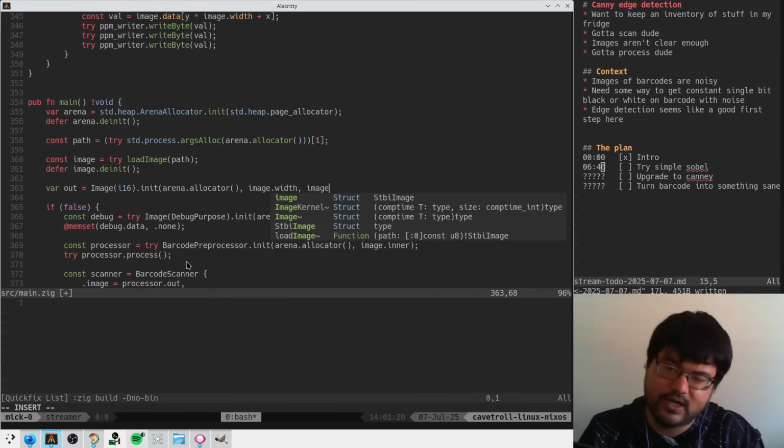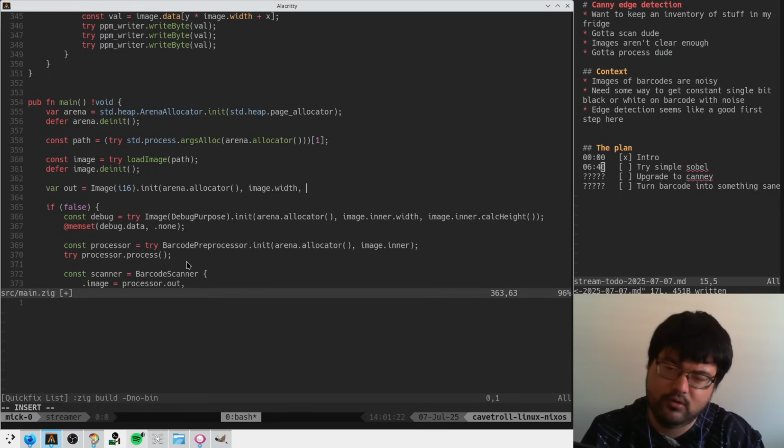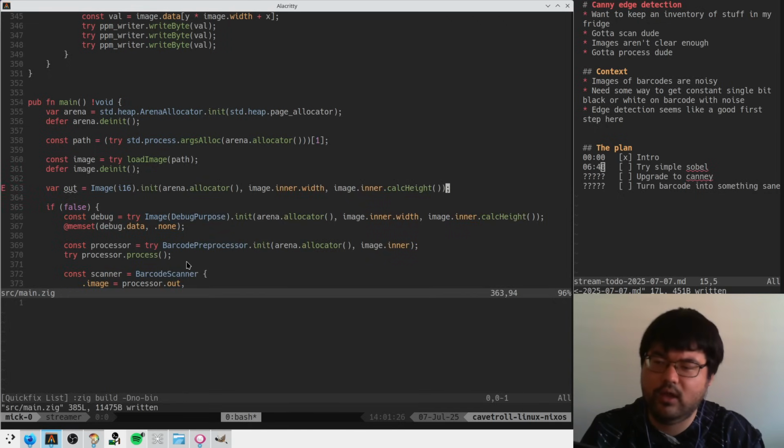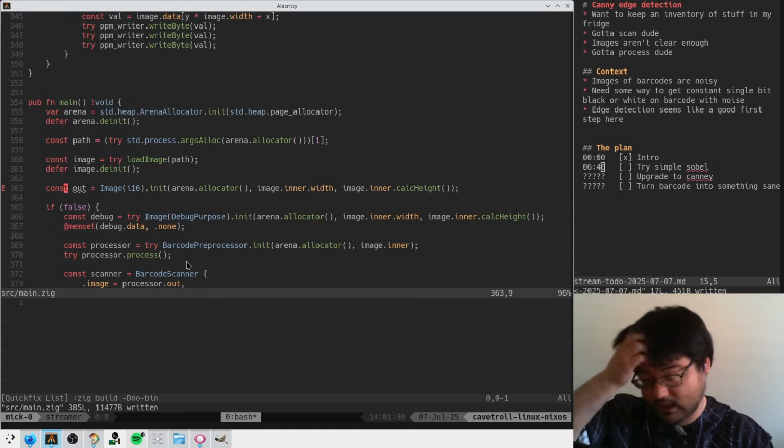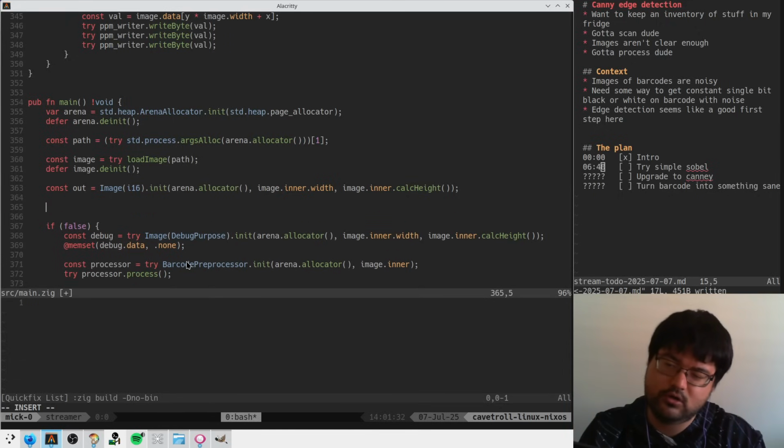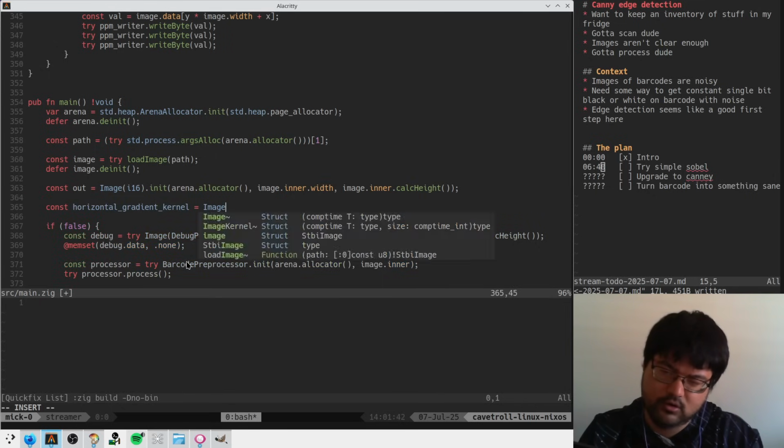So we copy this guy's width and height. And we do something here. We create an image kernel. So this is going to be our horizontal gradient kernel, an image kernel. Oopsies.